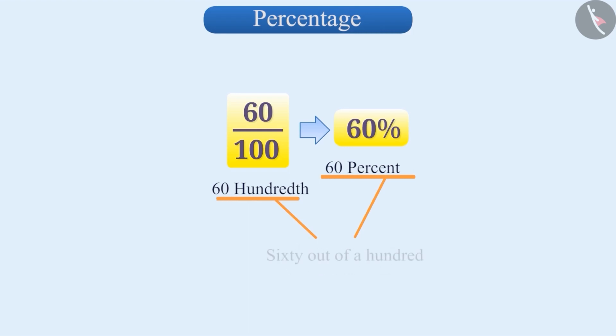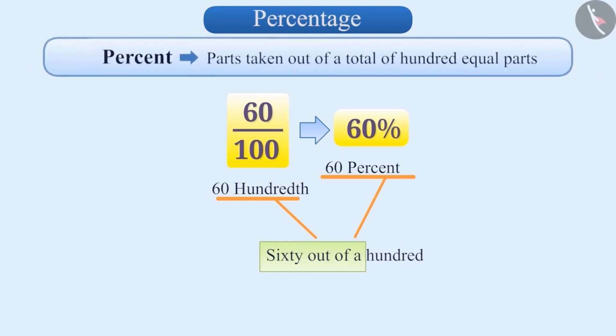Since the numerator here also expresses the parts taken out of 100, we can say that the percent represents the parts taken out of a total of 100 equal parts.